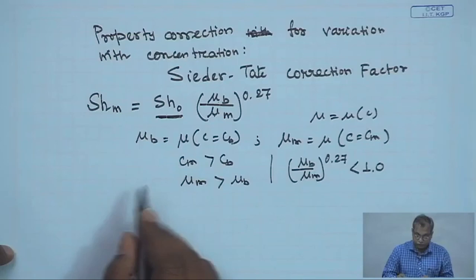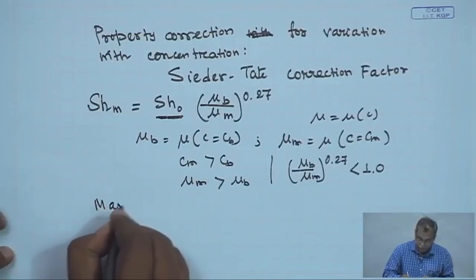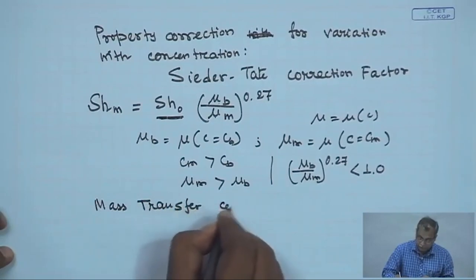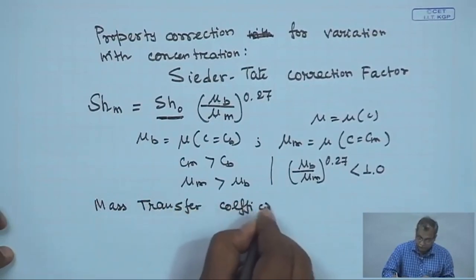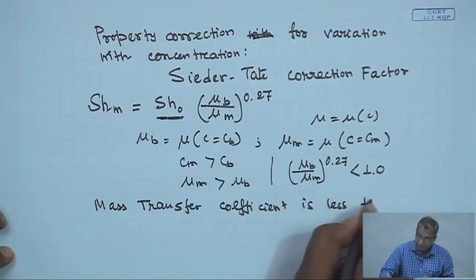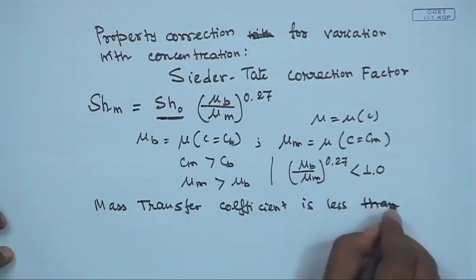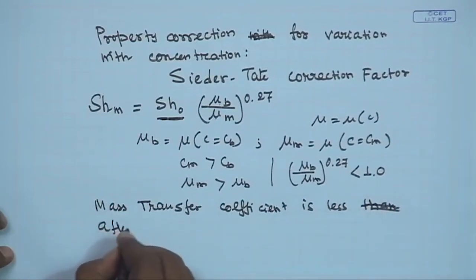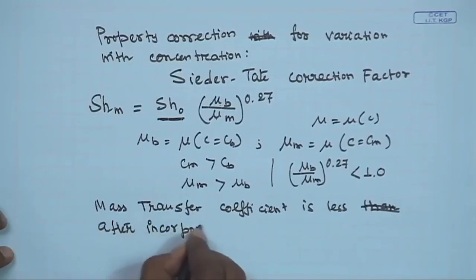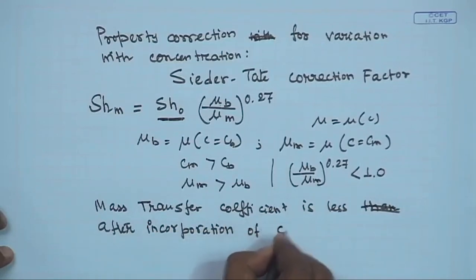That is how the mass transfer coefficient will be decreased. The mass transfer coefficient is less after incorporation of the correction factor.